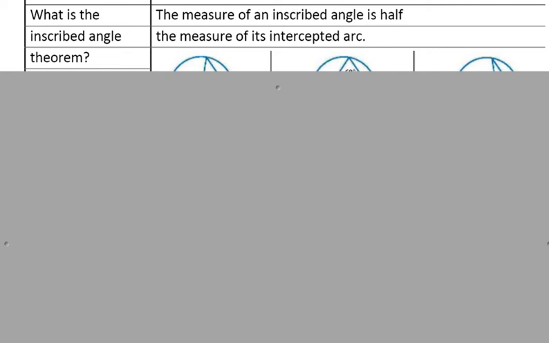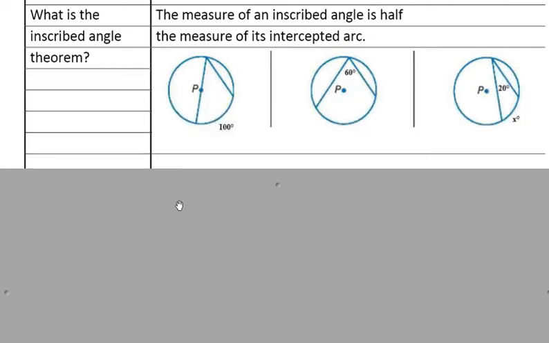Okay, and the last theorem that we're going to do is the inscribed angle theorem. We talked before about central angles, and that's how we were able to find the measure of the arc. Now we have the inscribed angle theorem, and that says the measure of an inscribed angle is half the measure of its intercepted arc. So take a minute, go ahead and cut out 3 circles and label them as such. 100 degrees for circle P, 60 degrees for this angle in circle P, and 20 degrees for the inscribed angle with X on the exterior of the circle.